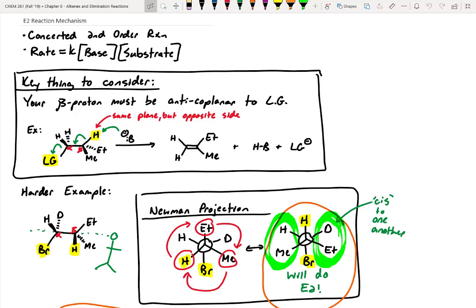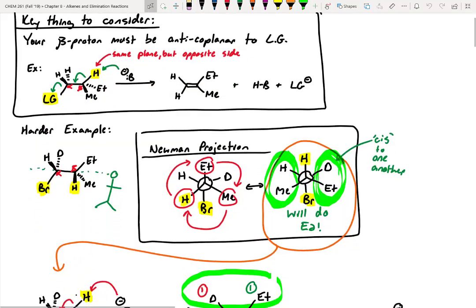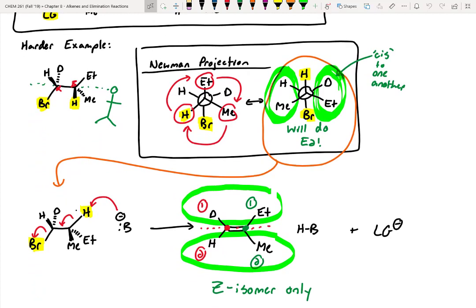All right, so we've been talking a fair amount about the E2 reaction mechanism. We said the key thing to consider is your beta proton must be anticoplanar to your leaving group. If it's not, we need to do that Newman projection twist or sigma bond rotation in order to get a situation where the beta proton is anticoplanar.